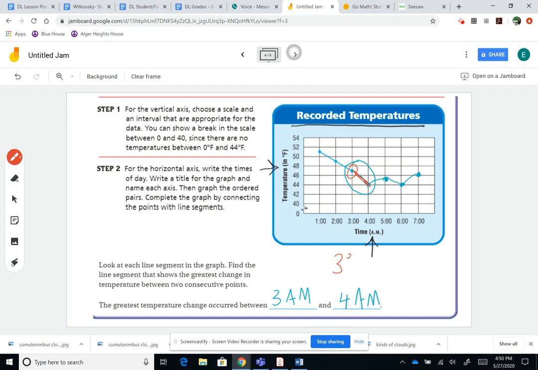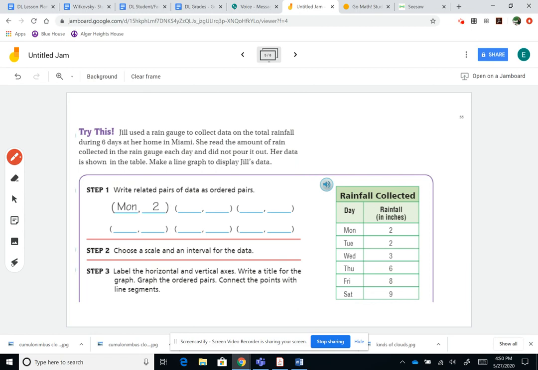Okay, let's carry on. Jill used the rain gauge to collect data on the total rainfall during 6 days at her home in Miami. She read the amount of rain collected in the rain gauge each day and did not pour it out. Her data is shown in the table. Make a line graph to display Jill's data. So on Monday, there were 2 inches of rainfall. Let me switch to black again.